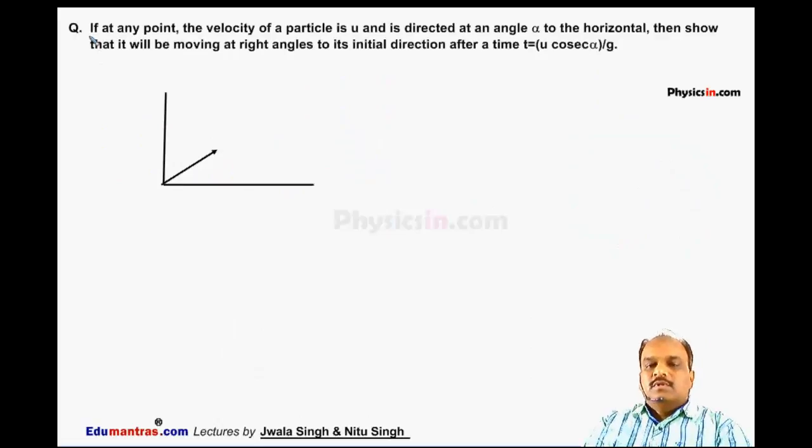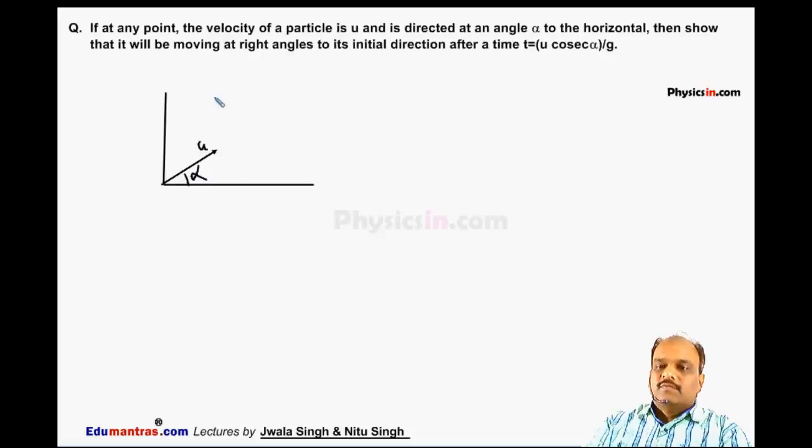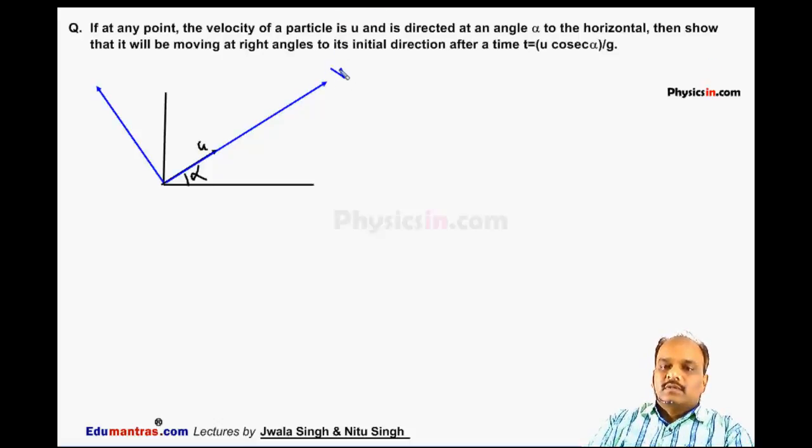See another question. If at a point the velocity of a particle is u, at an angle alpha, let this angle be alpha, then find the time after which it will be moving at right angle to its initial direction. So in this case, let's assume this as our x-axis and this as our y-axis. So this is the speed of projection of the particle, u. Now g will act vertically downward.